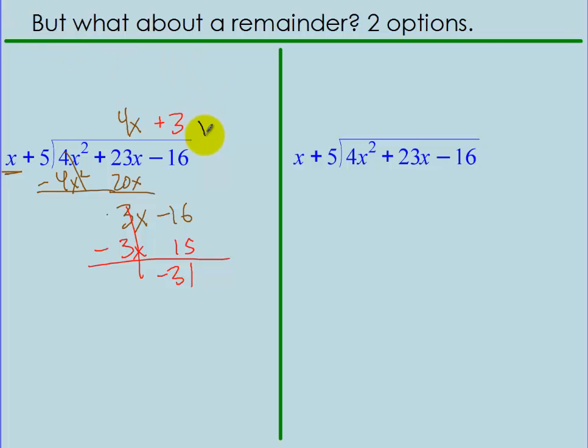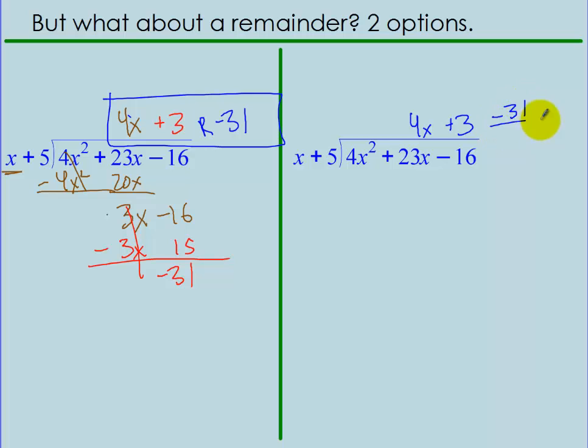One way to write that is to just say R negative 31. So this is my answer. Another way to write that, if you got 4x plus 3, instead of saying R negative 31, if I want to keep it as a polynomial, I can write it as negative 31 over the divisor, x minus 5. Let's write that a little bit better. So I can see it as negative 31 over x plus 5. This is another way of writing this. Each is saying the same thing.